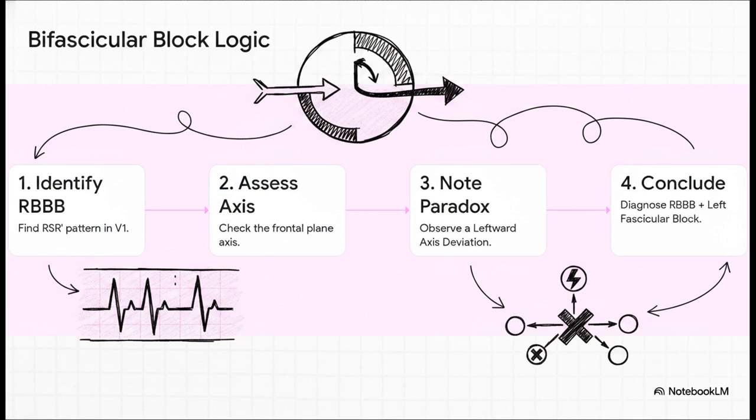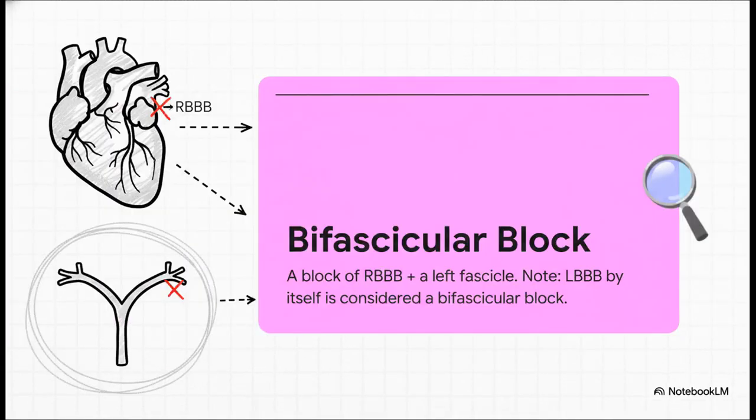It means that on top of the RBBB, there also has to be a block in one of the left-sided fascicles. So what is a bifascicular block? By definition, it just means there's disease in two of the heart's three main conduction pathways. This usually looks like an RBBB plus a block of either the left anterior or left posterior fascicle. And here's a critical point. An isolated left bundle branch block is also considered bifascicular because the left bundle itself has two fascicles.